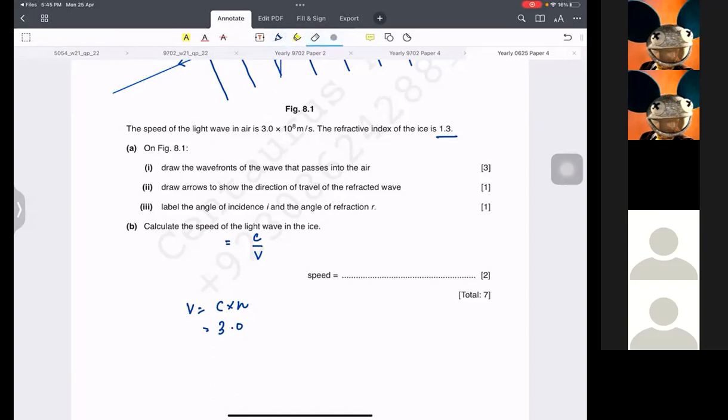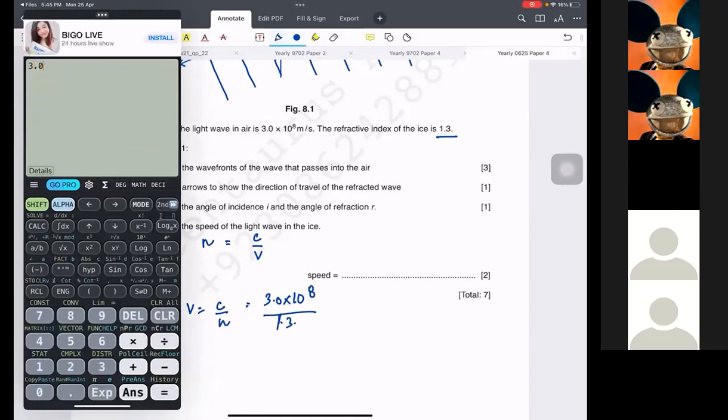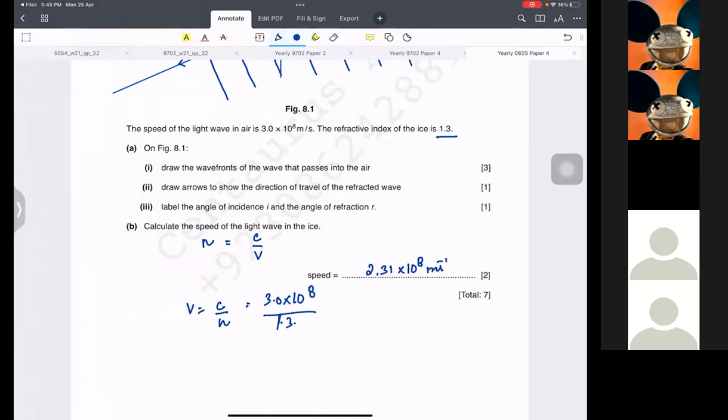No, sorry, it has to be n. It's wrong. Okay, so this will be c upon n. Now c is 3.0 times 10 raised to 8, and n is 1.3. So what you do? And it is 2.31 times 10 raised to 8 meters per second. Yes, any questions, please? Anything you guys want to ask? Everything is clear?